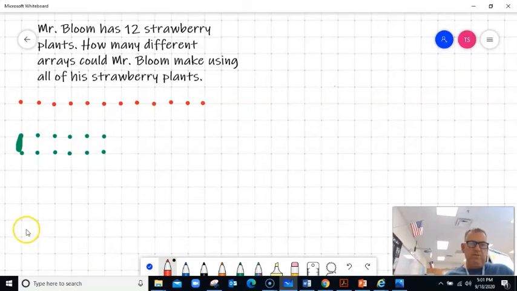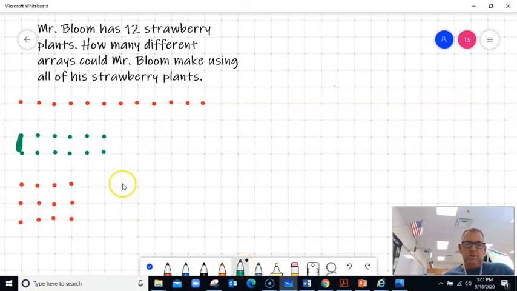We'll try 3 rows. That's 1, 2, 3, 4, 5, 6, 7, 8, 9, 10, 11, and 12. And that worked out good. We had 3 rows. There's 4 in each row. So since I had 4 in each row, I'm pretty sure I should be able to do 4 rows. And that would be 3 in each row. Let's give it a try here.